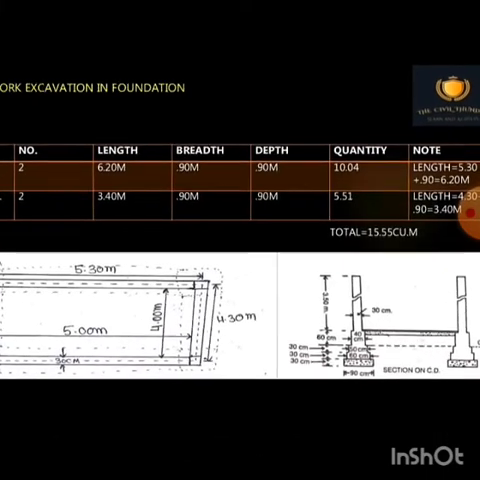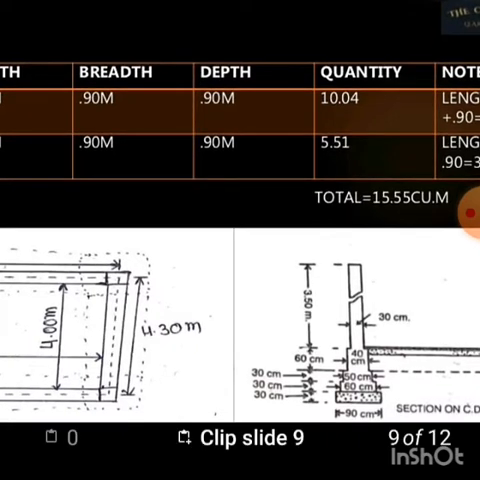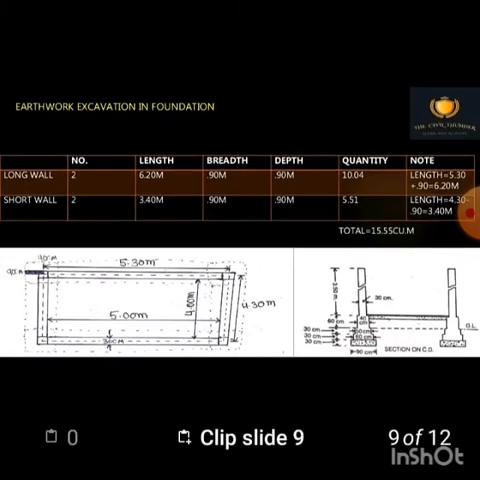And now for the depth, the height of excavation is found from the cross section. Here you can see the dotted line represents the ground level, and up to that ground level we are having 0.3 plus 0.3 plus 0.3, which is equal to 0.9 meters. So the depth of the excavation is equal to 0.9 meters. Now by multiplying all the values, we will get the quantity in meter cube, that is 2 into 6.2 into 0.9 into 0.9 gives 10.04 meter cube, and for short wall 2 into 3.4 into 0.9 into 0.9 gives 5.51 meter cube. Overall, the volume of earthwork for excavation in foundation is equal to 15.55 meter cube.